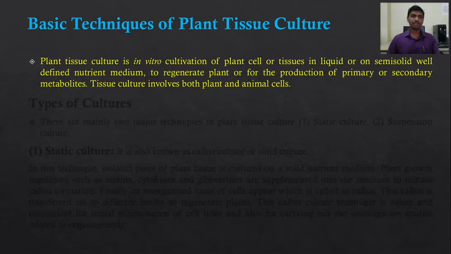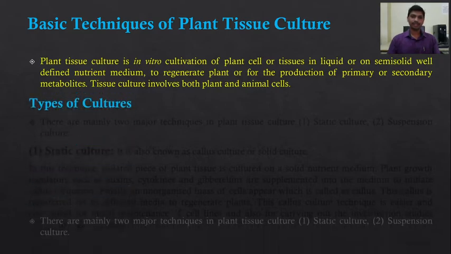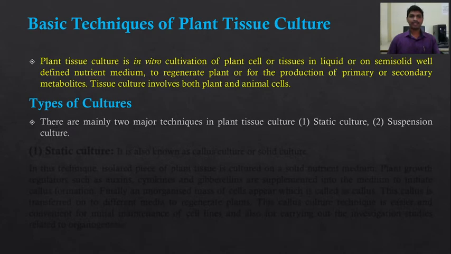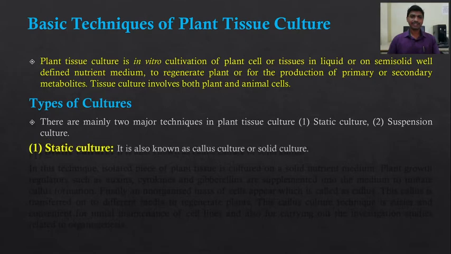Before going to the basic techniques of plant tissue culture, we first need to know about the types of cultures. There are mainly two major techniques in plant tissue culture: one is the static culture and the other is the suspension culture. Static culture and suspension culture are the two important techniques used for the cultivation of plant cells or tissue to regenerate the plant or for the production of primary or secondary metabolites.